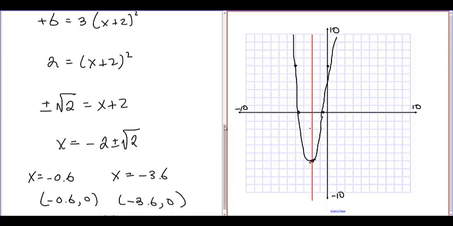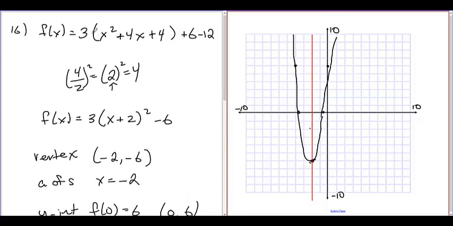So if we had the original equation where this number factored out was between 0 and 1, or between 0 and negative 1, then it would be a vertical shrink. But because this number is greater than 1, it is a vertical stretch. Okay, so that's it. Hopefully it gives you enough practice.